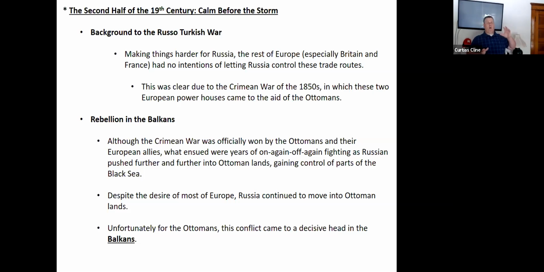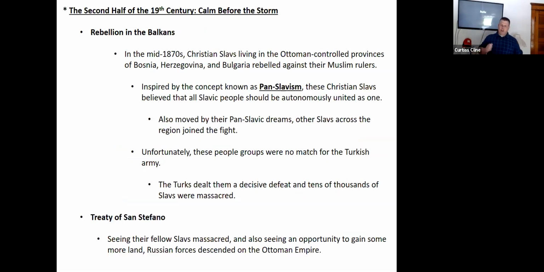The Balkans are a mountainous region north of Greece that includes Yugoslavia, Bosnia-Herzegovina, Macedonia, areas like that around there. So in the mid-1870s, Christian Slavs living in these Ottoman-controlled provinces of Bosnia, Herzegovina, and Bulgaria rebelled against their Muslim leaders.